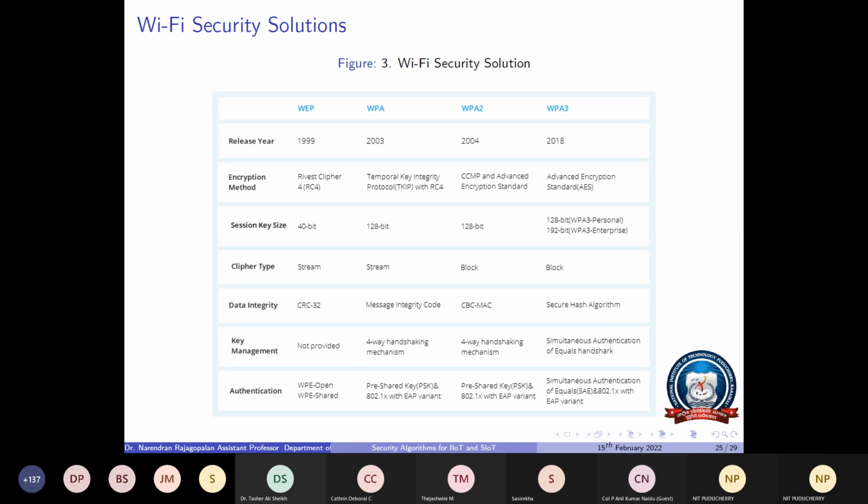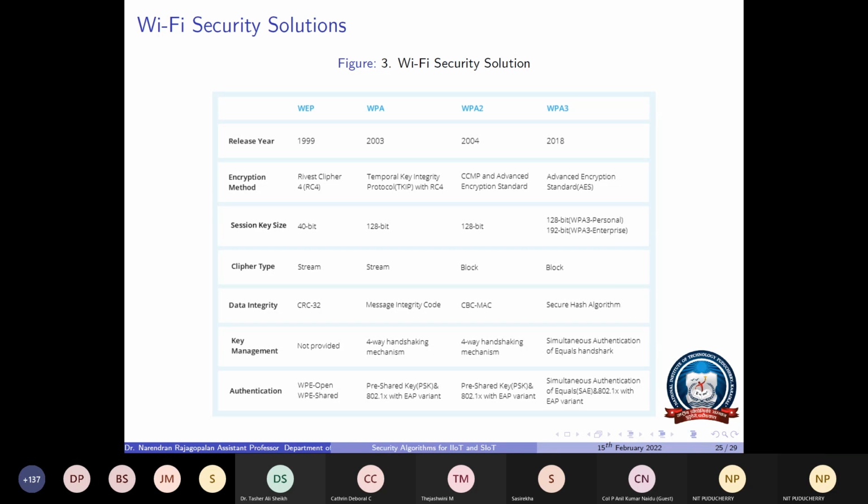With Wi-Fi, we have WEP, which stands for Wired Equivalent Privacy. It tried to give privacy equivalent to an Ethernet wired LAN. It used the RC4 cipher, and the session key size was about 40 bits. The cipher type is a stream cipher, and the data integrity check was done with a cyclic redundancy check of 32 bits.